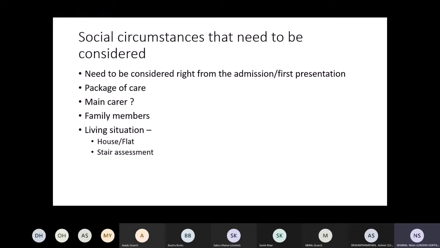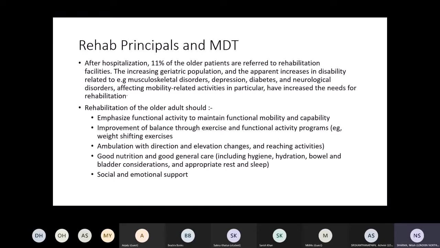Is it a house or a flat? If it's a flat, is it a ground floor flat, or is it a first floor or second floor flat? Does it have a lift or stairs? Same with the house. Is the bedroom on the ground floor or the first floor? And the stair assessment.